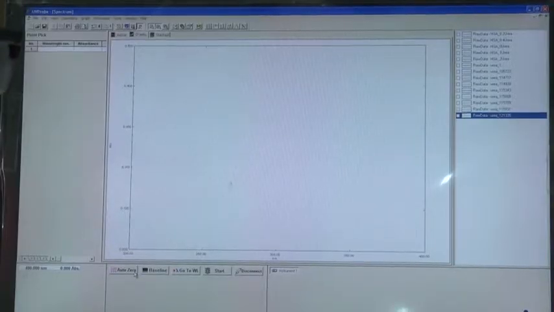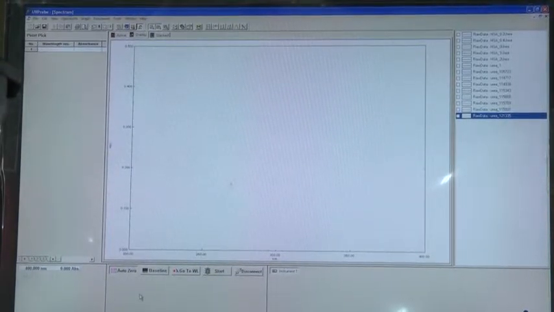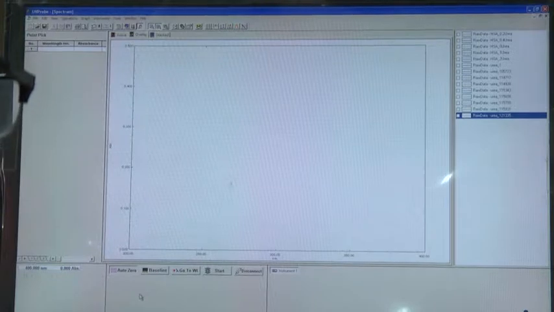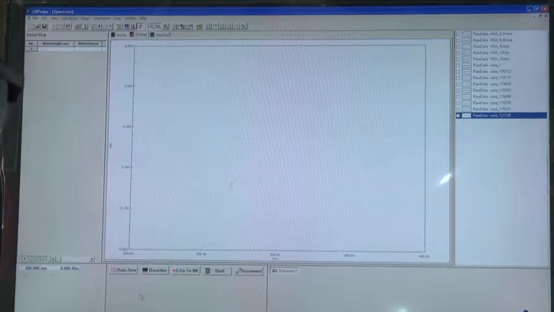We have already done the baseline correction, and now we have to do the auto zero. In the reference compartment there is only double distilled water. In the sample compartment we have taken HFA solution at 25 degrees centigrade.